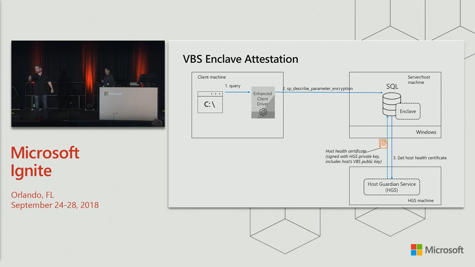No, I won't give you a health certificate. Tell me who you are. I am this EK pub. Look it up in my database. Yes, I recognize it. Generate a symmetric key. Encrypt it with a public key. Send it back to the SQL host. The SQL host passes it back down into VBS, uses the TPM to decrypt it. It's now got a symmetric key. We've got a shared key now.